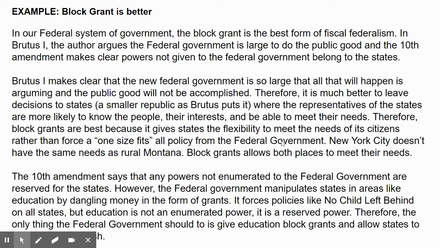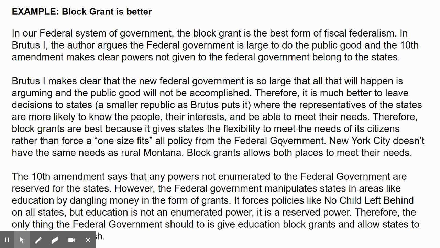Okay, the next argument. The 10th Amendment says that any powers not enumerated to the federal government are reserved to the states. Notice, whatever document I'm using, I'm first making the point from it that I want in order to help make the point. However, the federal government manipulates states in areas like education by dangling money in the form of grants. It forces policies like No Child Left Behind on all states. But education is not an enumerated power, it is a reserved power. Therefore, the only thing the federal government should do is give education block grants and allow states the freedom to spend as they wish. I think that's what I said under that little thing.